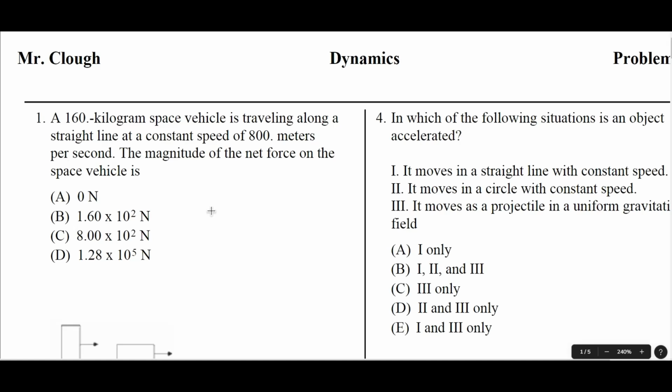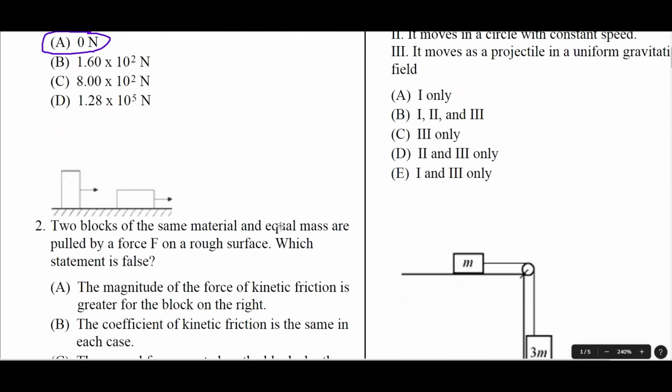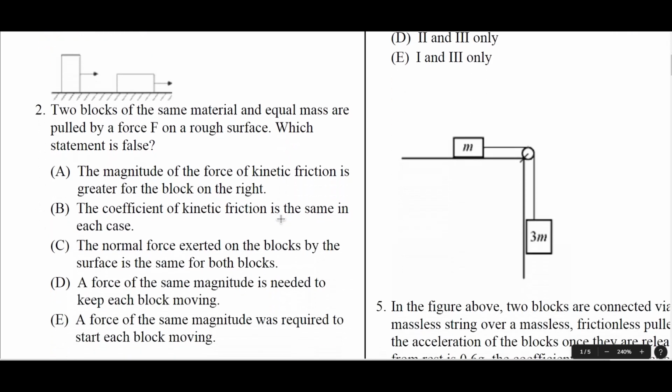All right. So question one, they want the net force of this object. The answer is going to be 0 newtons, mostly because it says constant speed. So again, once we know it's moving at a constant speed in a straight line, we know the net force has to be equal to 0. Here's the next one. Pause the video, work it yourself, we'll go over it in a second.